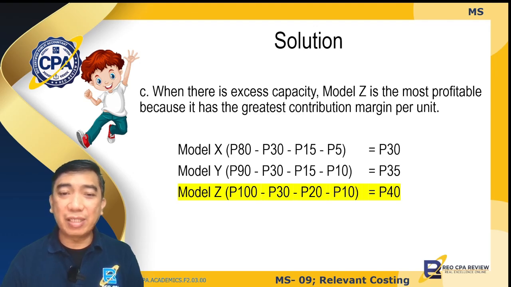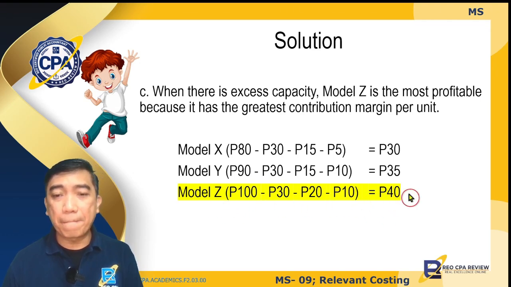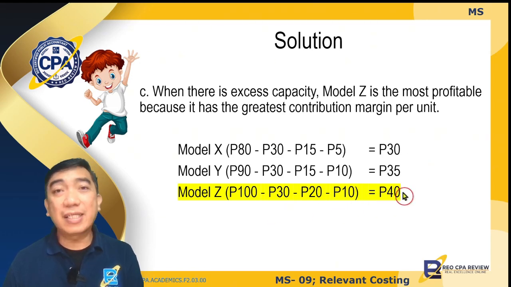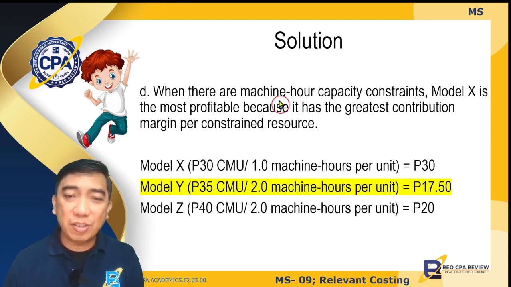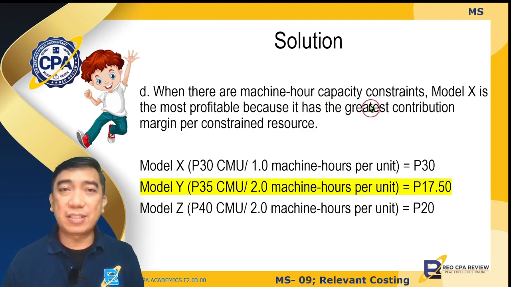Class, ang sagot doon, it is Model Z. Model Z because it is the one with the highest contribution margin per unit. Diba, class? Per unit. In contrast sa letter D naman, if there is a limited, pag limited yung machine hour capacity natin, what is our priority?